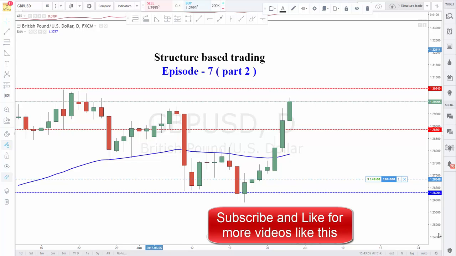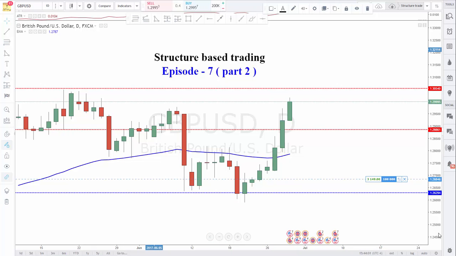In today's video, we'll be checking out some of the key levels that I'm going to be looking at for potential trading opportunities on the pound dollar, the Aussie dollar, and the dollar Swiss.